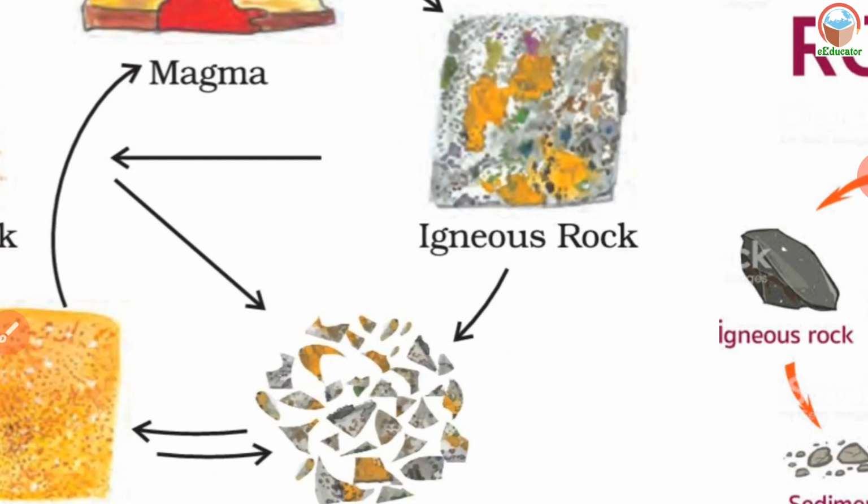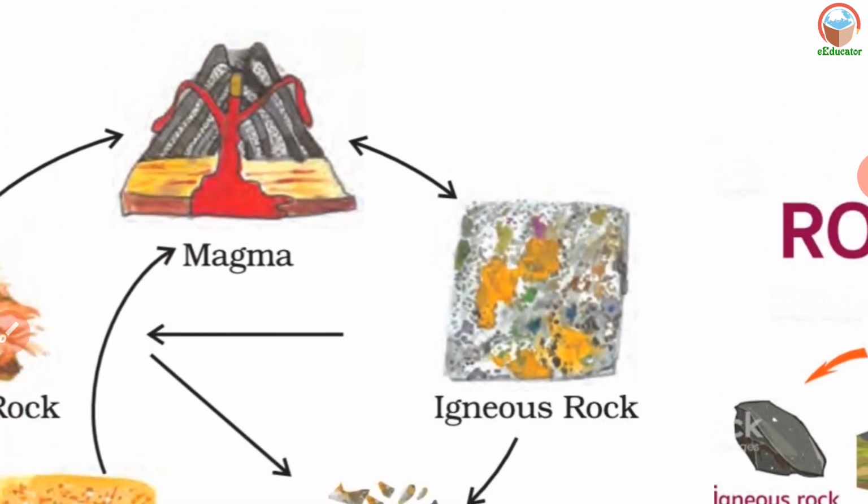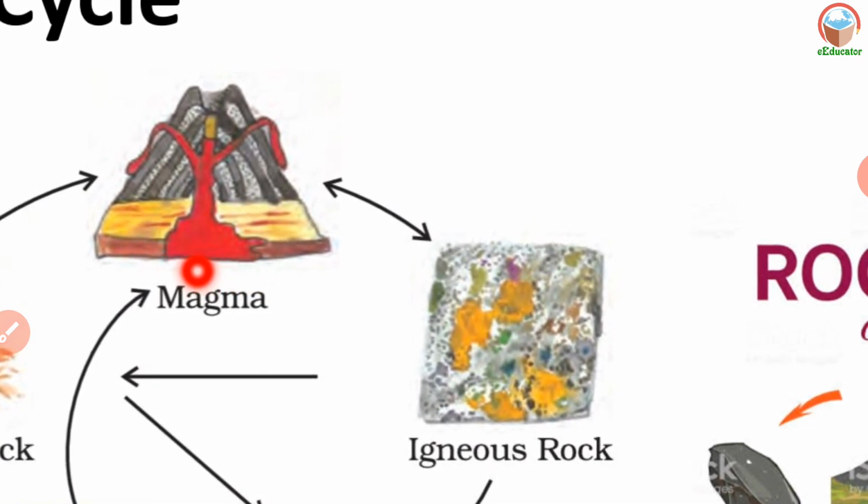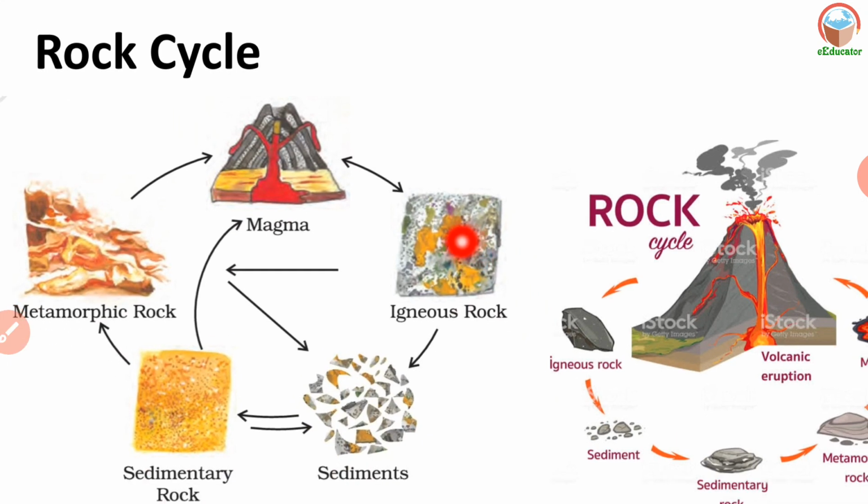Now the rock cycle; we have understood how rocks are formed. In the interior part of the earth, magma is available. When magma comes to the earth's surface, or solidifies in the interior part of the earth, it creates igneous rock. After the formation of igneous rock, agents of denudation and erosion, like water and air, continuous blowing winds, erode the igneous rock. Cracks develop in the rocks and they transform into different sediments.